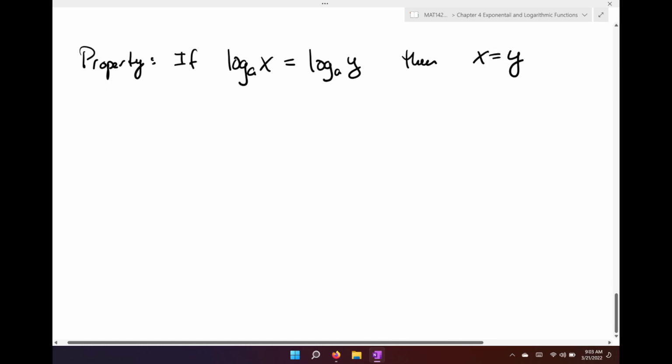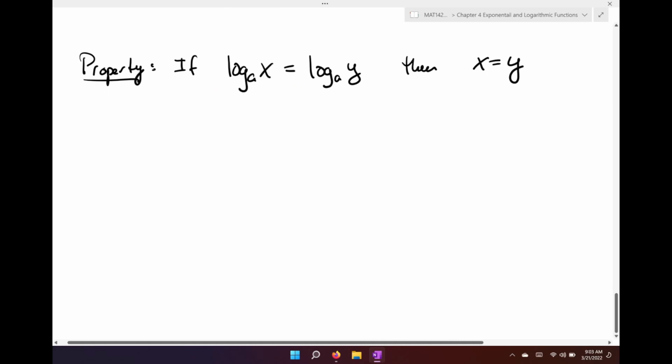Just like the exponentials where if a to the x equals a to the y, then x equals y, you have another property for logs. We're going to define this first, because it's going to help us tremendously when it comes to solving. So if log base a of x equals log base a of y, then we say x equals y.